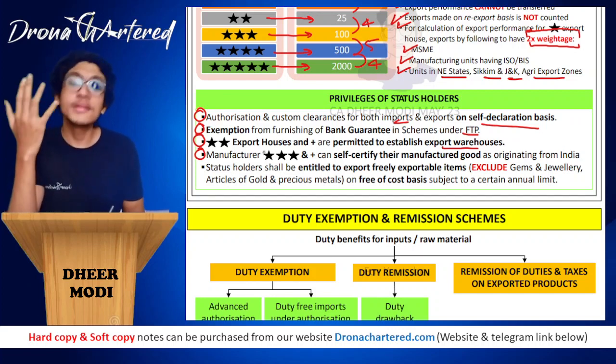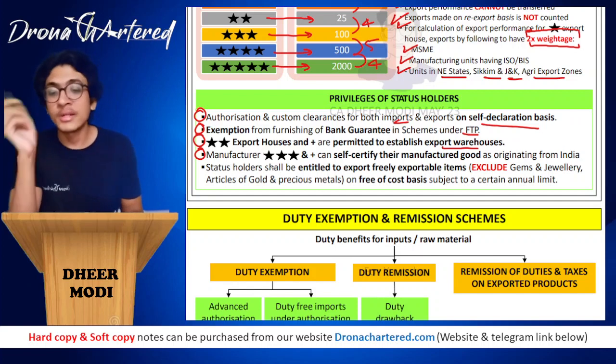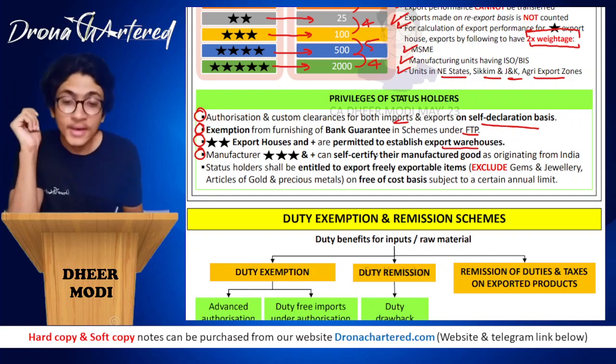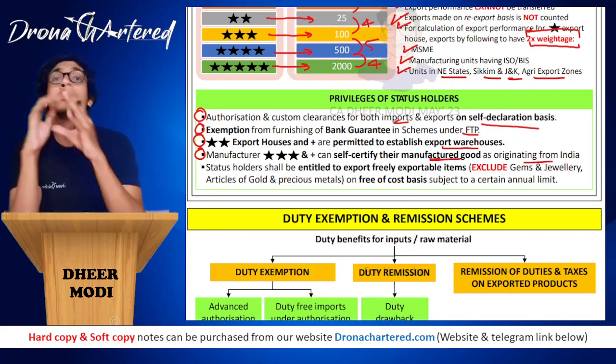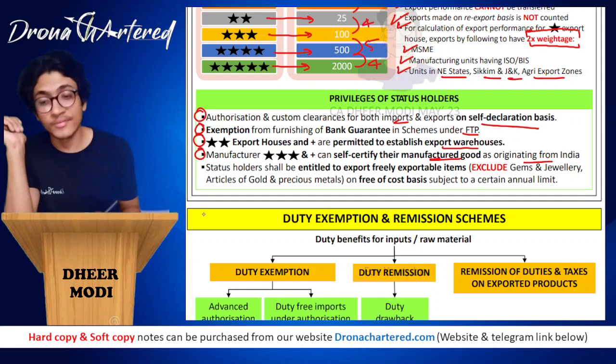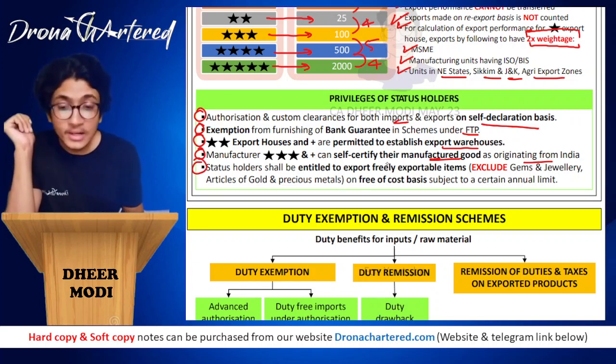Manufacturer who is 3 stars and above. So any manufacturer, so you have to be a manufacturer and you have to be 3 stars and above, can self certify their manufactured goods as originating from India. They need not prove to anybody, they can self certify this. Status holders shall be entitled to export freely exportable items.